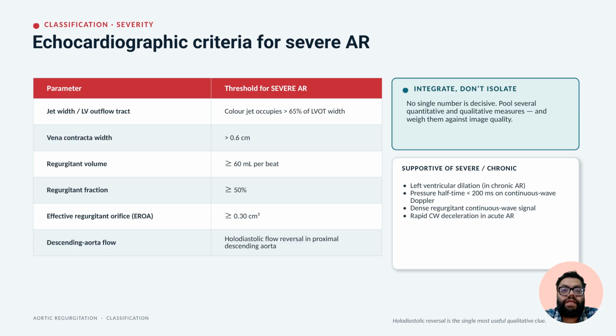The teal box is the real examination point. Never hang the diagnosis on one parameter. Pool the measures, sanity check them against image quality and the clinical picture. And remember that in acute AR, the pressure half time shortens dramatically as ventricular and aortic pressures equalize fast.